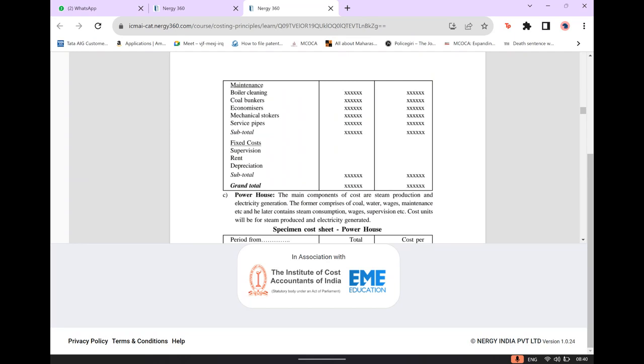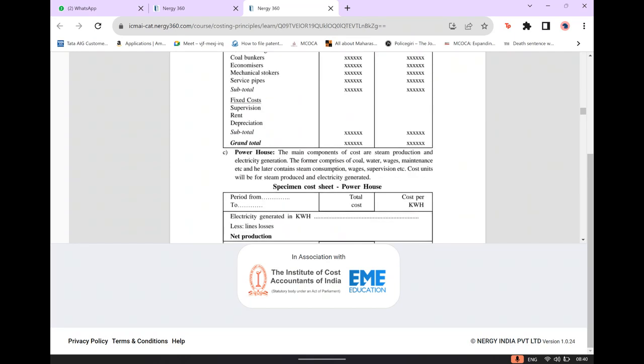And then you have the fixed cost, which is the supervision, salary, then rent, then depreciation. All these things will be the fixed cost. I told you depreciation can be either an operating cost or a fixed cost depending upon the nature of the product or what we are dealing with.